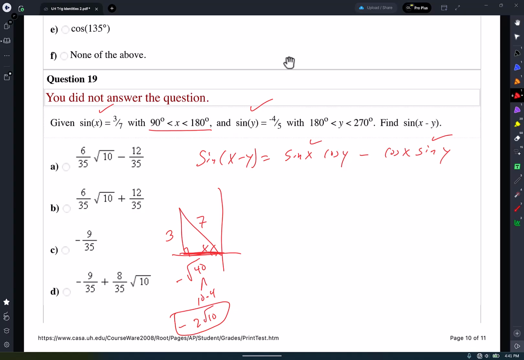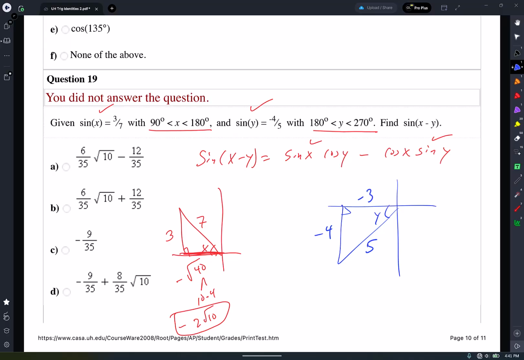All right. 180 to 270. That's quadrant 3. Let me do it in blue. Negative 4 over 5. 5 squared is 25. 4 squared is 16. 25 minus 16 is 9, so 3. Square root of 9 is 3. And we'll put a negative in the front because, I mean, I guess you didn't have to do that if you just know it's a 3, 4, 5 triangle. Okay, we're still okay? All right, we got everything now.